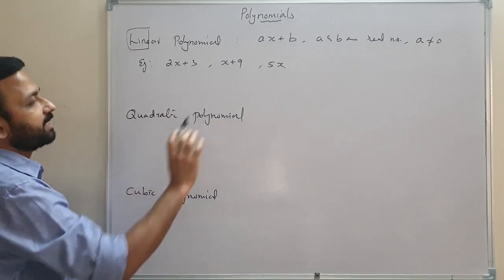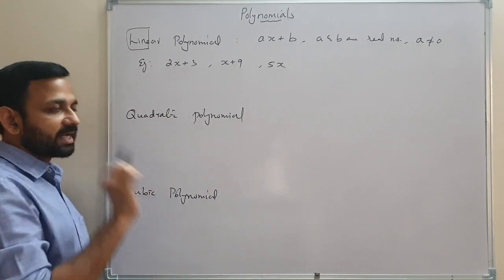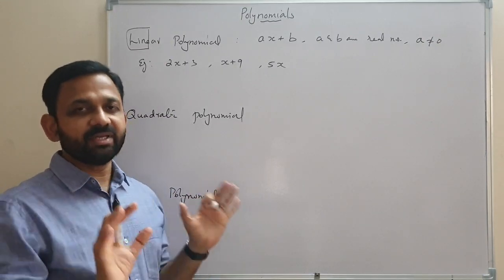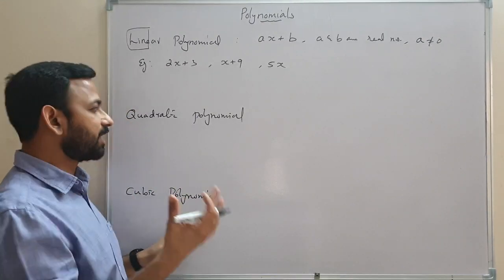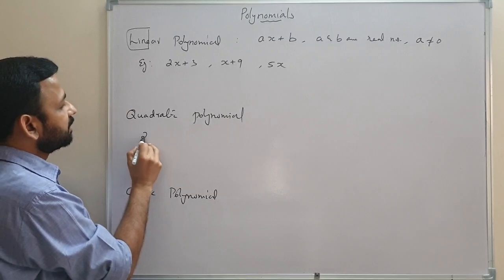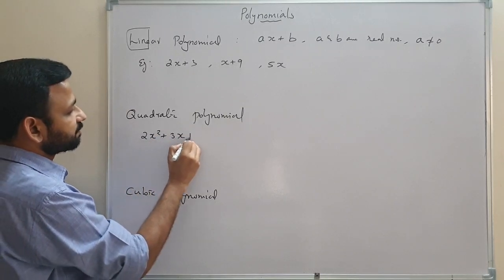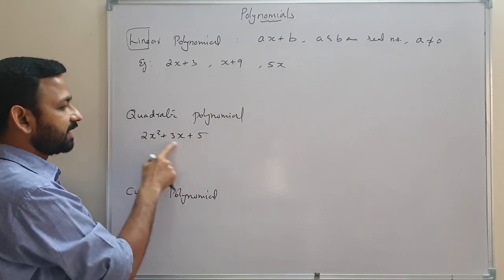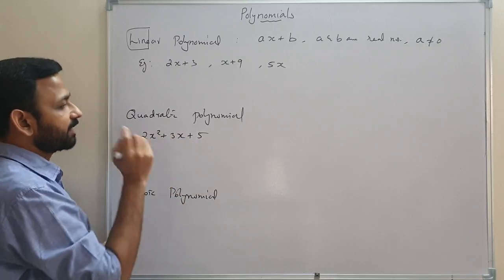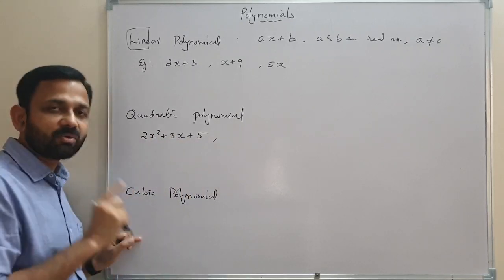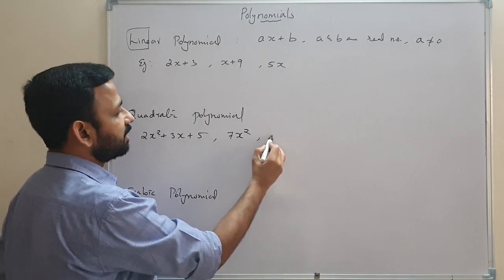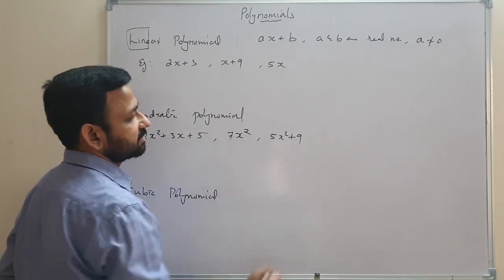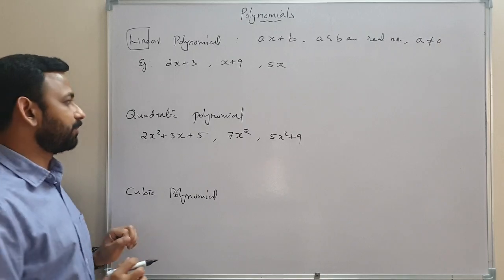Second one is quadratic polynomial. A second degree polynomial in one variable is called a quadratic polynomial. Example, 2x square plus 3x plus 5. It is a second degree polynomial with only one variable. This is an example for quadratic polynomial. 7x square is a quadratic polynomial. 5x square plus 9 is a quadratic polynomial.